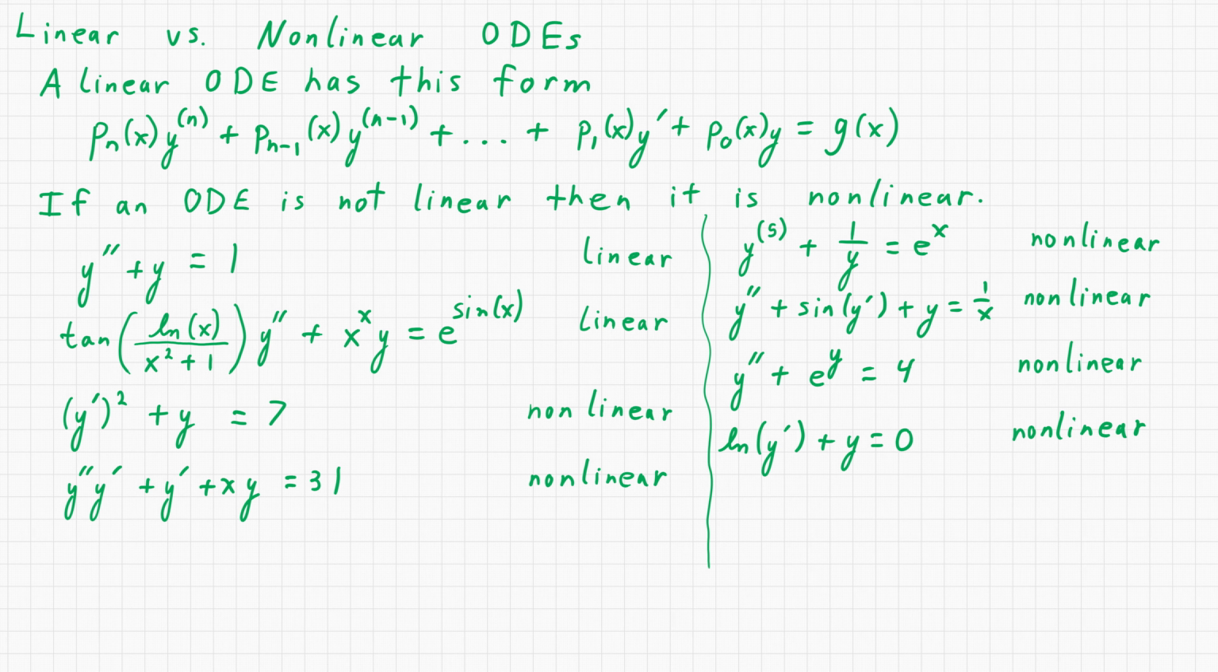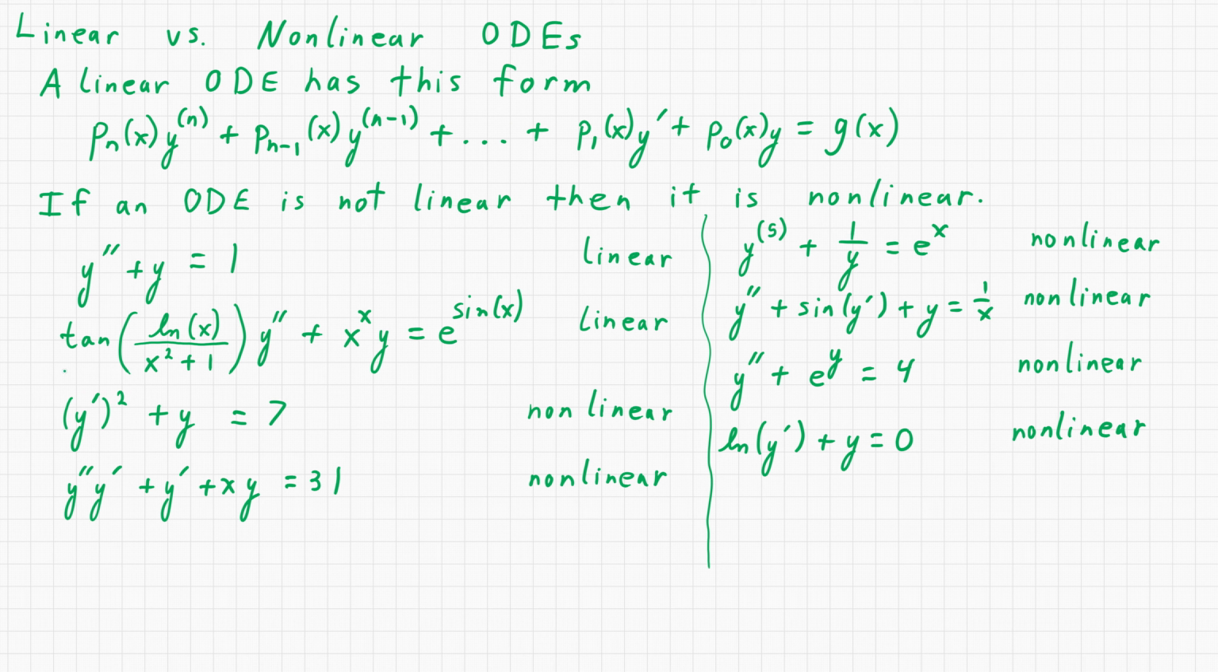And so the other thing is, if an ODE is not linear, then it is nonlinear. So pretty much everything that doesn't fit this format is a nonlinear ordinary differential equation. So here are some examples. So y double prime plus y equals 0. So in this one, the function in front is just 1. The function in front of y prime is 0, and the function in front of y is 1. That's a linear ordinary differential equation.